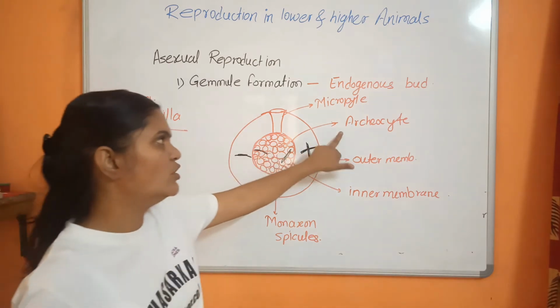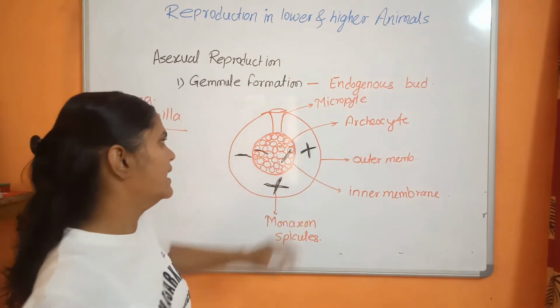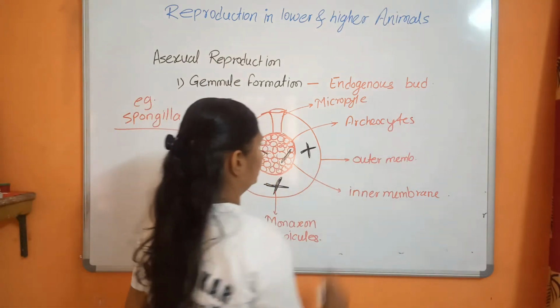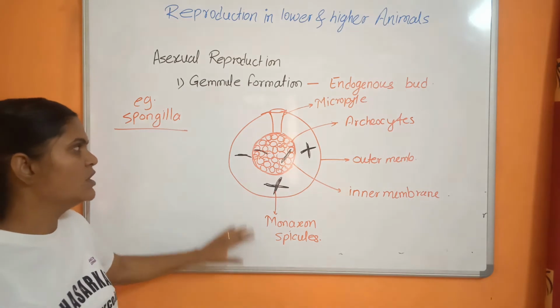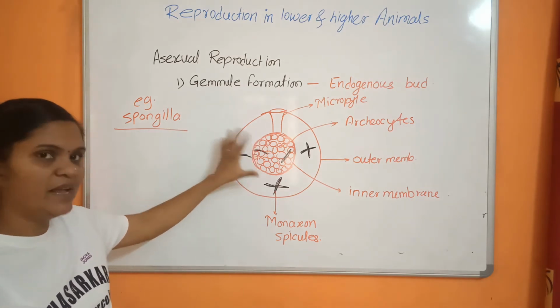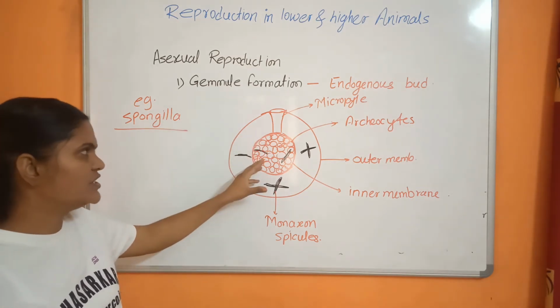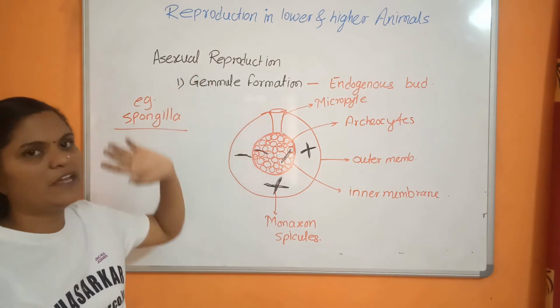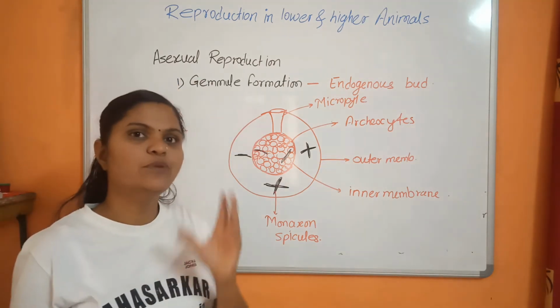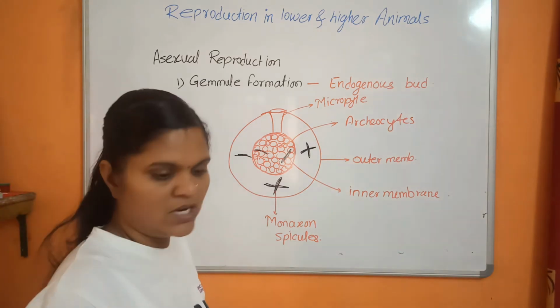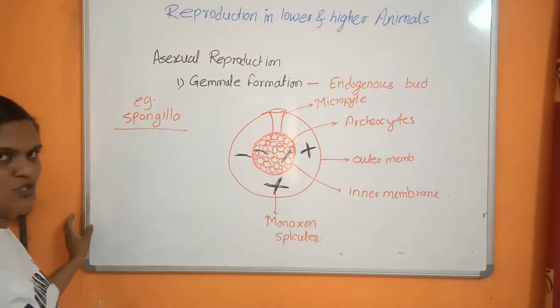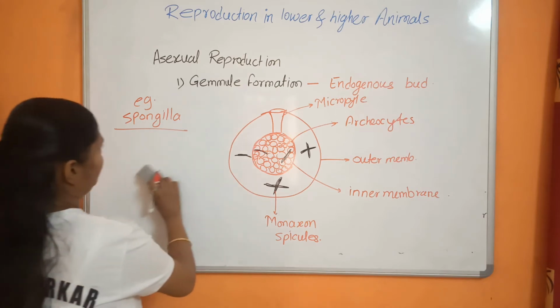So archaeocytes are the special cells. Then this is the outer membrane, inner membrane. Spicules are produced. When they get favorable conditions, at that time they hatch out, are released from the micropyle and produce new organisms. So this is the first asexual reproduction in case of animals, that is gemmule formation.